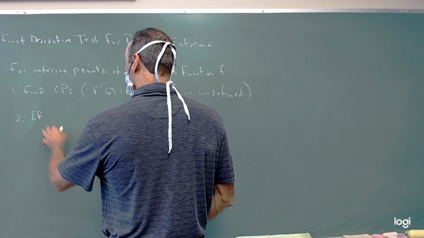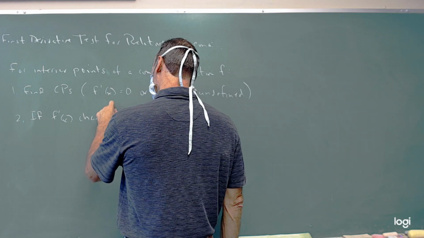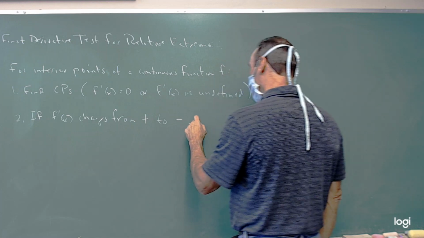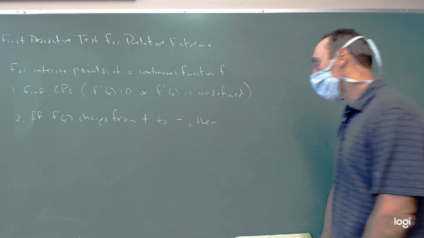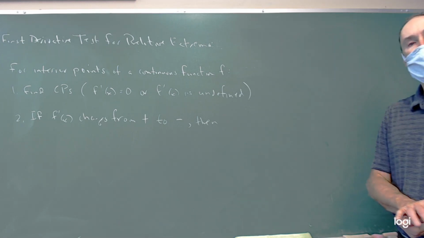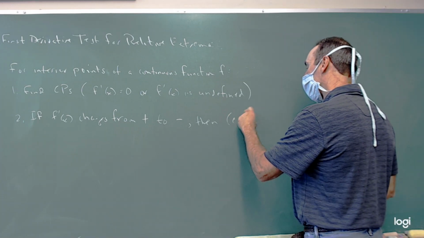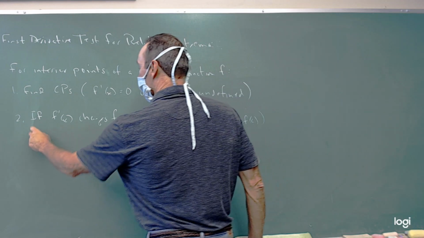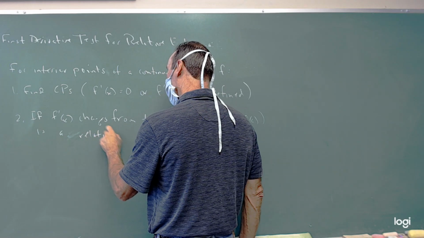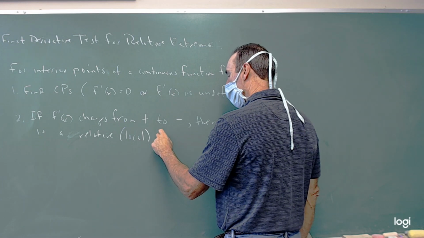So if f prime of x changes from positive to negative, then we say, and just to remind you, in the world of AP, a relative min or relative max must be given as an ordered pair. So C comma f of C is a relative, also referred to as a local, so relative and local are interchangeable, maximum.